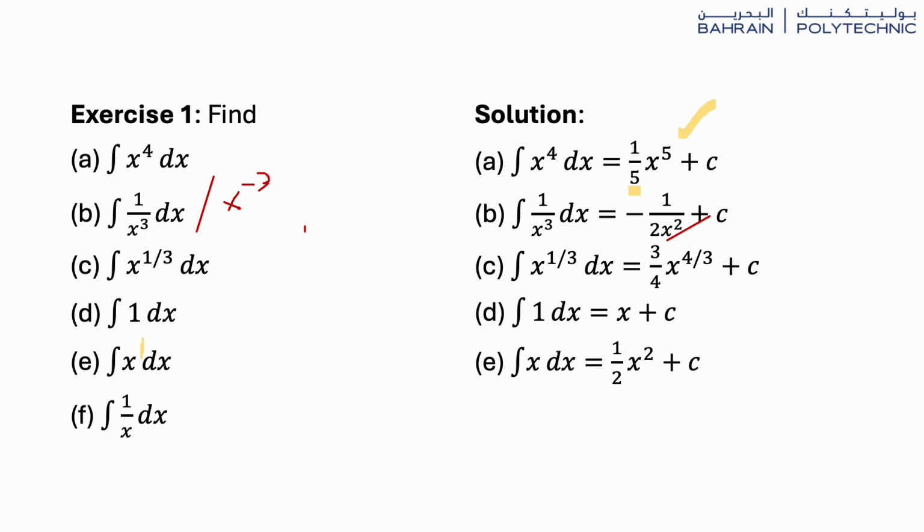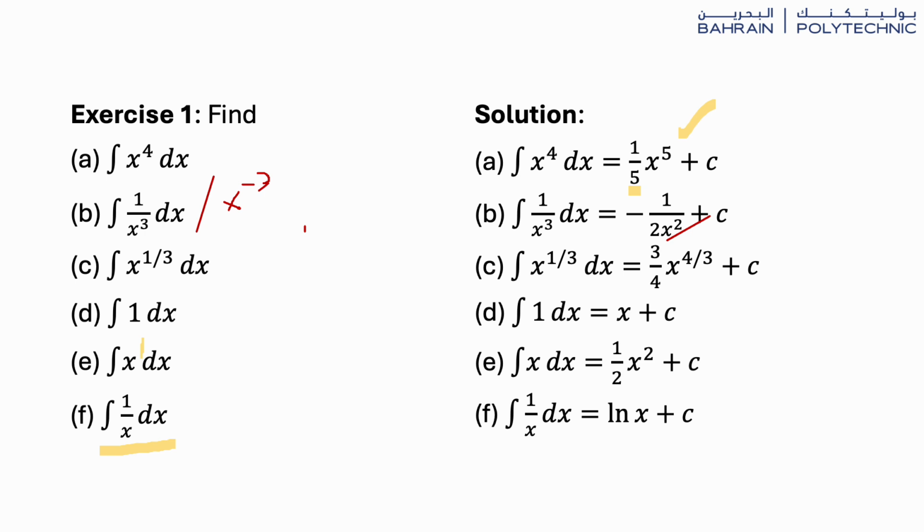And there is the special case when it is x to the power minus 1, so it's actually ln x. It will be ln x plus c, which is the special case when n is equal to minus 1. So this is the solution as shown.